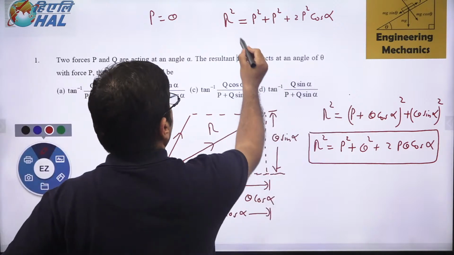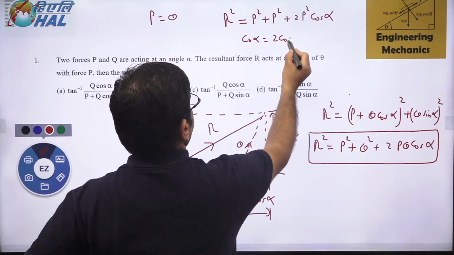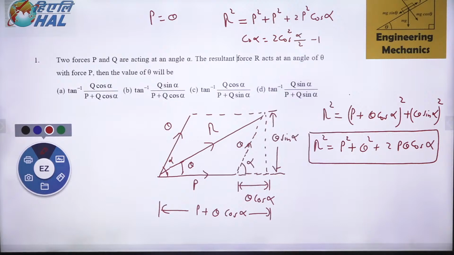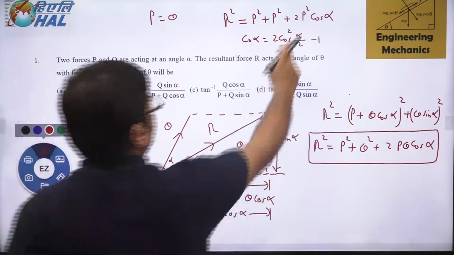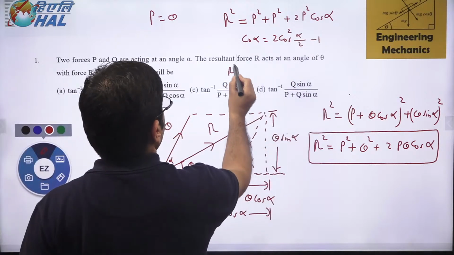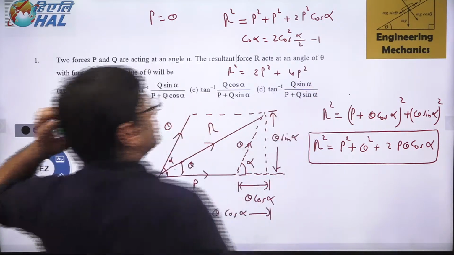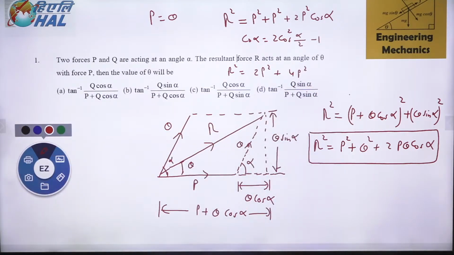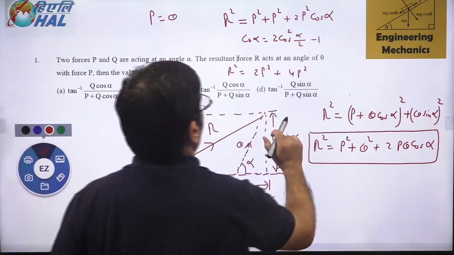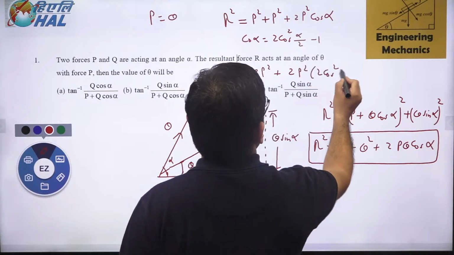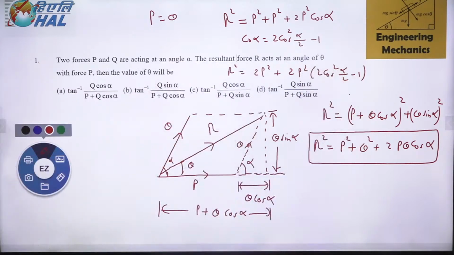Now, cos alpha is 2 cos square alpha by 2 minus 1. That is what you can take. So if you put that formula here, what you get is R square is equal to 2P square plus 4P square cos square alpha by 2 minus 2P square. Then if you take 2P square common, this becomes 2P square into (2 cos square alpha by 2 minus 1). That is how you can take this particular term out.